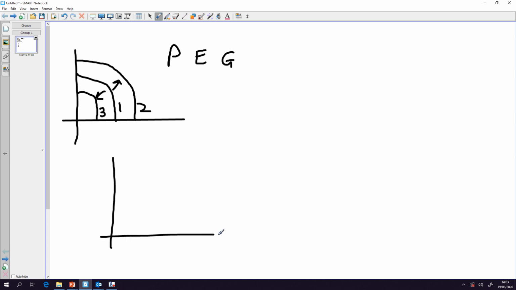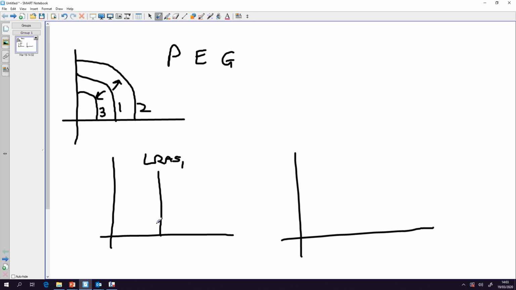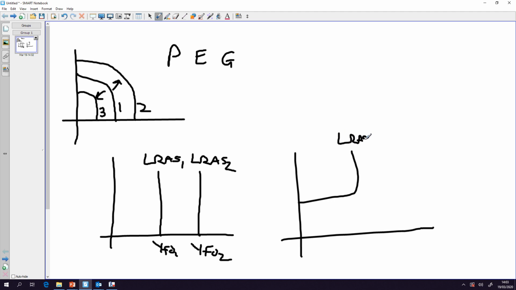Now what we can do, we can think about these things on an LRAS curve as well. If we start off at LRAS1, so let's call that YFO1, so income at full output 1. If we have potential economic growth, it means the LRAS curve has moved outwards. So this also shows potential economic growth. If we think about it in a Keynesian world, we'd show it in this way. So both of these two diagrams would show an increase in the country's potential. So YFO2.